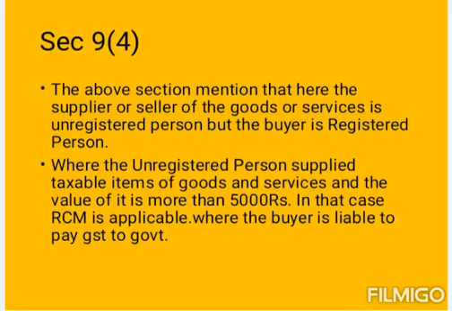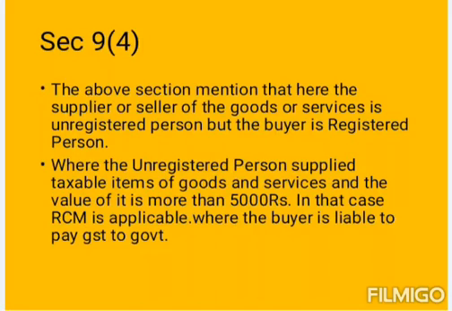Then it is the buyer who is going to take the responsibility or liability to pay GST to the government, where the unregistered person supplied taxable items. Who is liable? The buyer is liable to pay tax when he is purchasing any item which is coming under taxable items, which is not exempted items, which is not non-taxable items, but taxable items purchased by the buyer. In those cases the buyer is liable to pay tax. This is one thing you should remember.